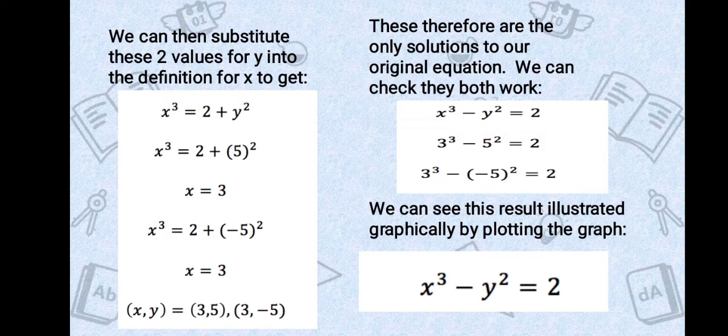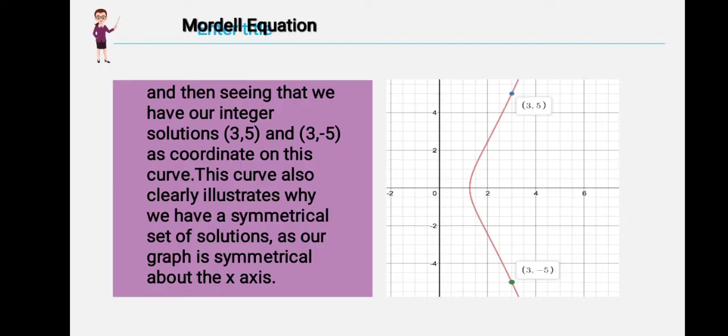We can see this result illustrated graphically by plotting the graph x cubed minus y squared is equal to 2, and then seeing that we have our integer solutions (3, 5) and (3, negative 5) as coordinates on this curve. This curve also clearly illustrates why we have a symmetrical set of solutions, as our graph is symmetrical about the x-axis.